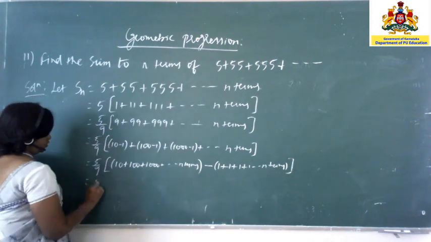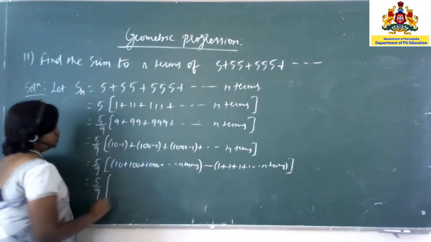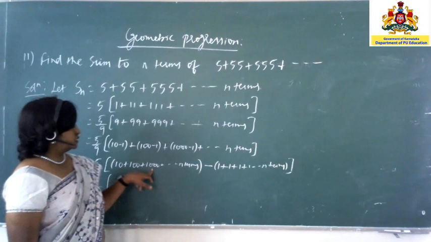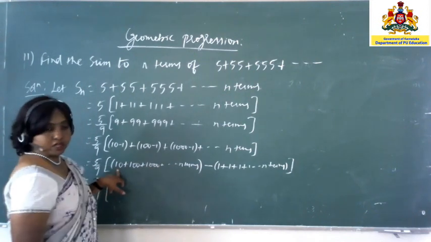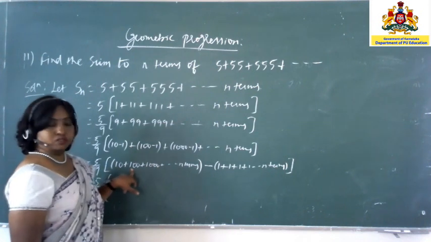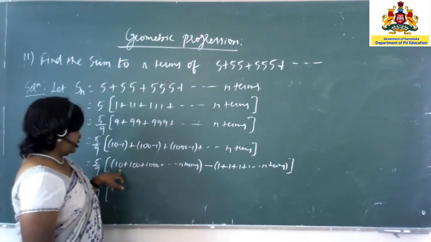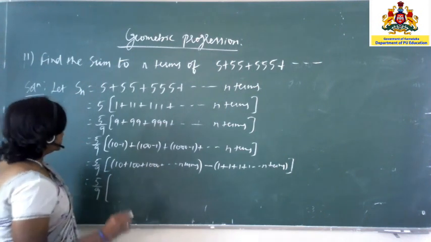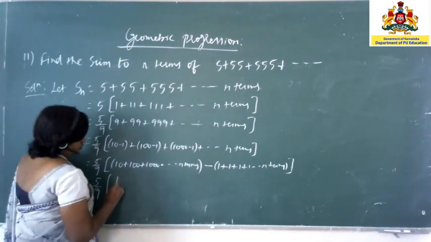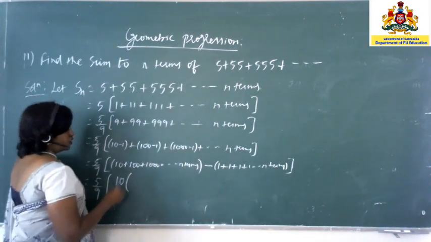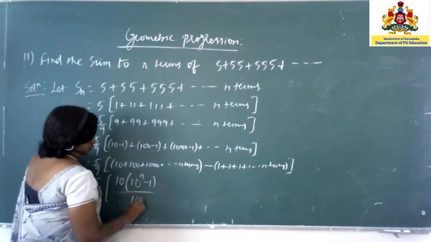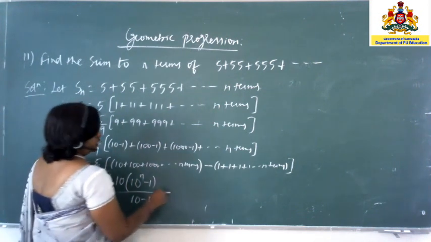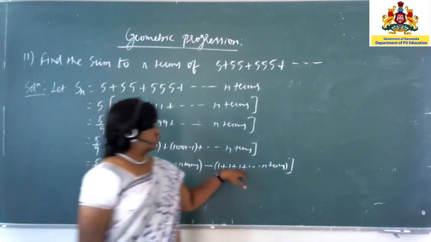So this is equal to 5 by 9 into, so this is 10 plus 100 plus 1000 so on up to n. This is in GP, where a is 10 and the common ratio is also equal to 10. That is 100 by 10, you will be getting 10 itself. So therefore, according to the formula, a into r to the power of n minus 1 divided by r minus 1, that is 10 into 10 to the power of n minus 1 divided by 10 minus 1.